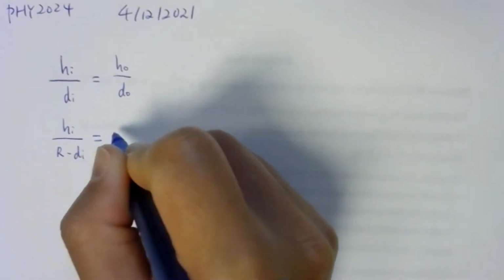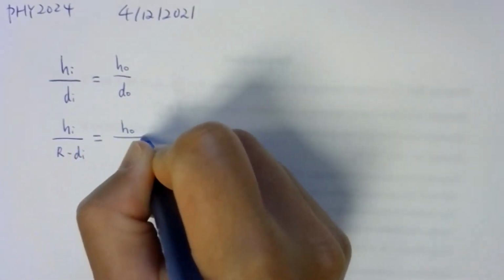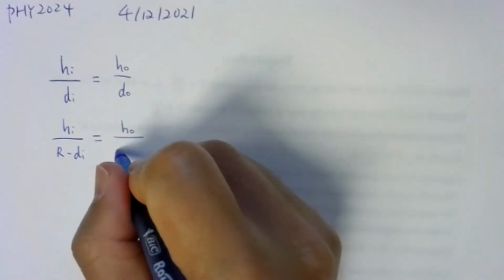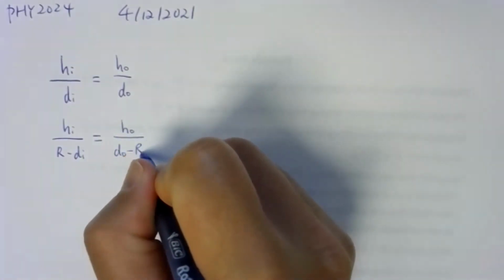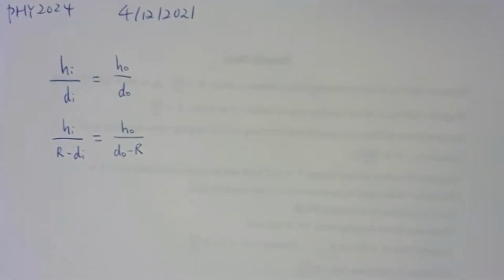If you do HI over one side of it, which in this case from the geometry is R minus DI, then that should be equal to HO divided by, again from the geometry, DO minus R on the other side. So you can write those two equations.